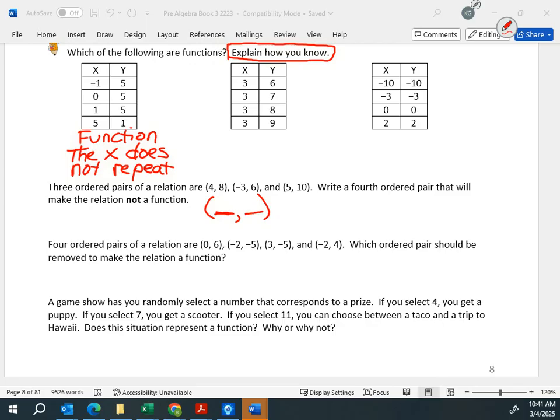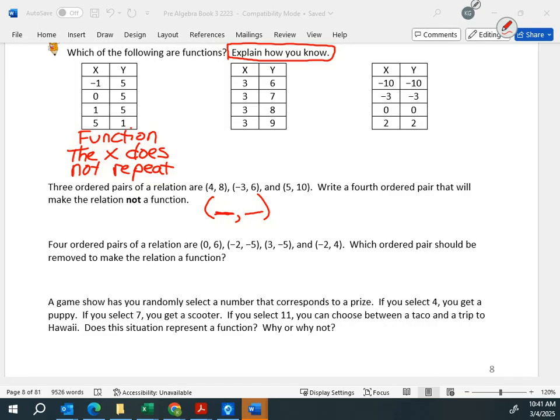The next one says 4 ordered pairs of a relation are (0, 6), (-2, -5), (3, -5), and (-2, 4). Which ordered pair should be removed to make the relation a function? You're going to decide. We'll talk about it tomorrow.